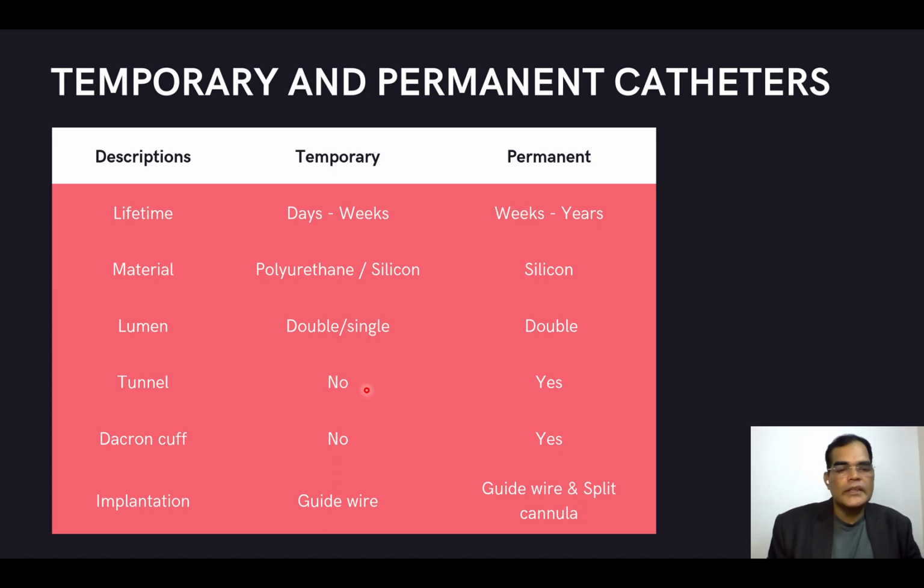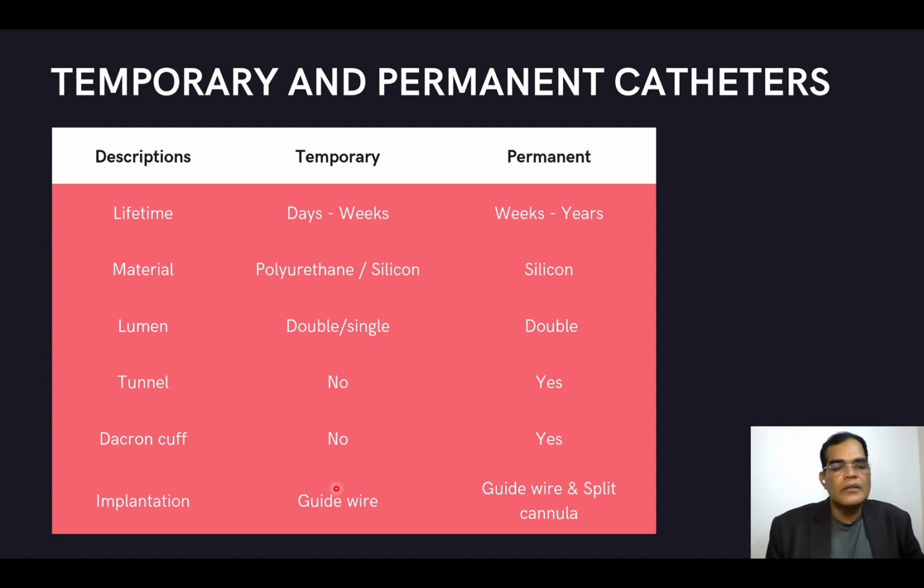If you see the tunnel, in a temporary catheter, since it is meant for a shorter duration, there won't be any tunnel, whereas in a permanent catheter there will be a tunnel which largely prevents infection transferring directly through the skin into the vessel. So it will delay the infection, or we can see the infection at the beginning itself, so that we can prevent infection into the blood. And in a temporary catheter you don't see a Dacron cuff, whereas in a permanent catheter it is available.